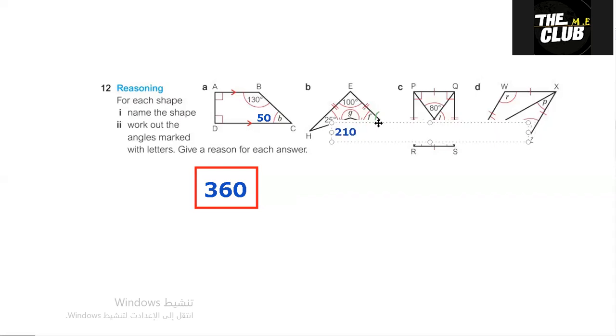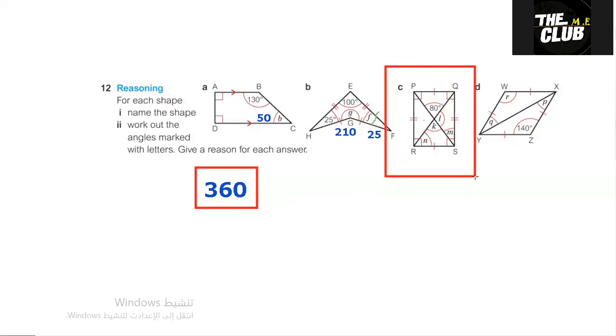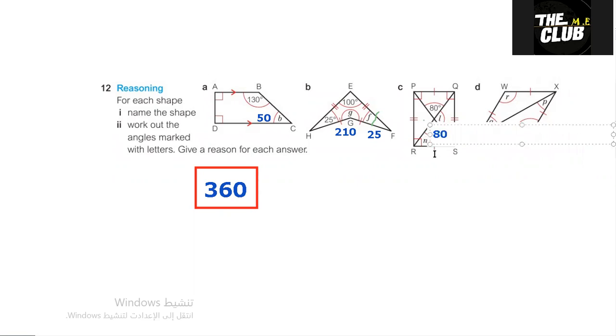Now, let's move on to the next shape. Shape C. First, we name the shape. Very good. It's a rectangle. Now, we find the angles inside the rectangle. Now, as you can see, these are the diagonal lines. We have the angle 80 here, and we need the angle K. How do we find K? Very good. K is opposite to 80, so it will equal to it. So K equals 80 because it's opposite to the angle 80.